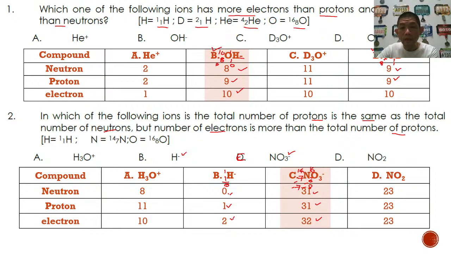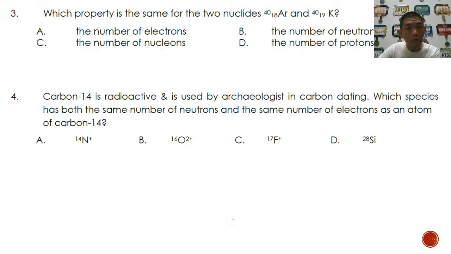Then we go to the next question, which is question number 3. Which property is the same for the two nuclides, argon-40 and potassium-40? If you look carefully at the proton number and the nucleon number for both of them, we can clearly calculate the number of neutrons. The neutron number here is 22 for argon. As for potassium, the number of neutrons is 21.